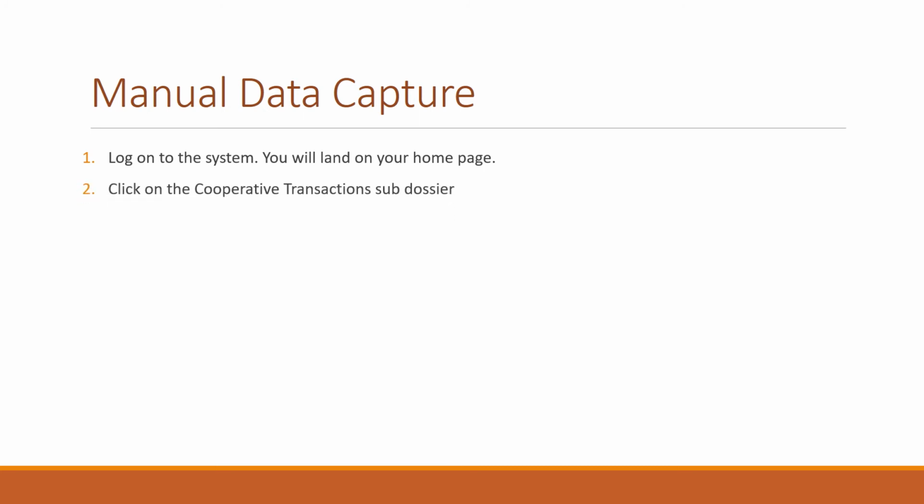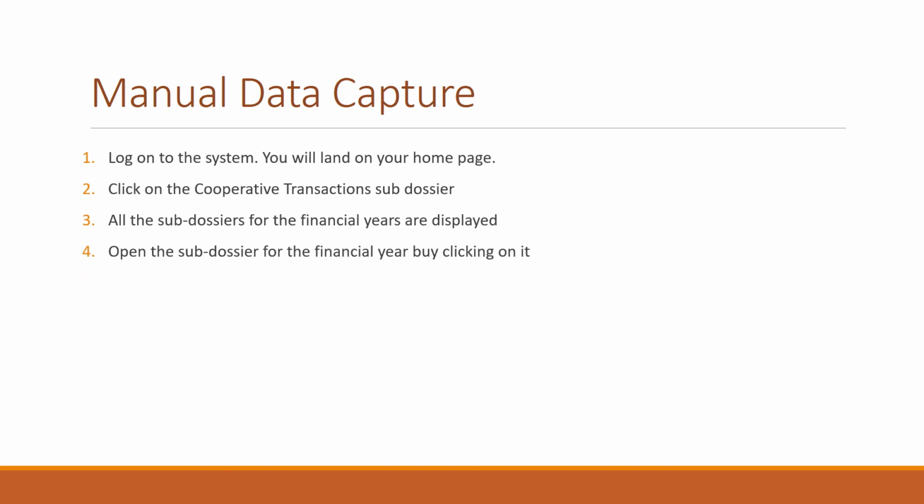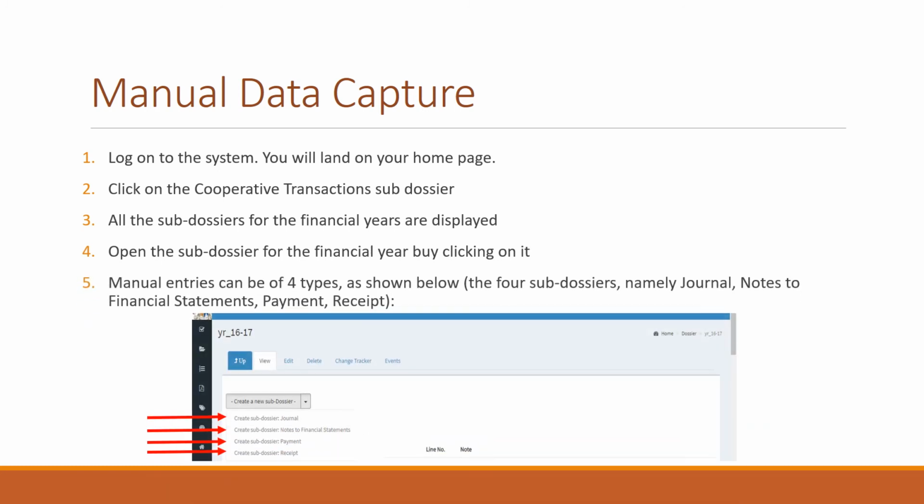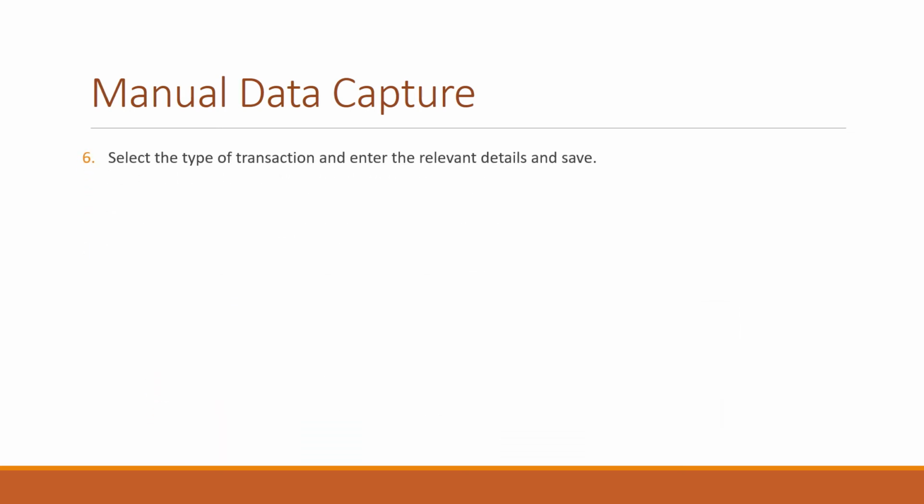We will now look at manual data capture. You must log on to the system. You will land on your home page. Then click on the Cooperative Transactions sub-dossier. All the sub-dossiers for the financial years are displayed. Open the sub-dossier for the financial year by clicking on it. Manual entries can be of four types, as shown below. Select the type of transaction, enter the relevant details and save.